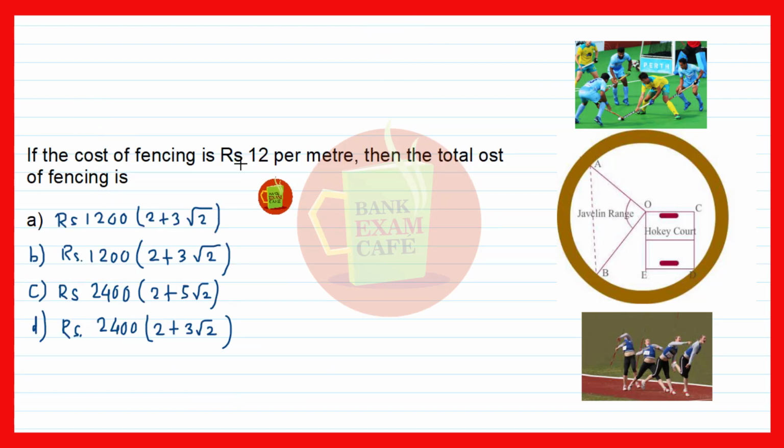If the cost of fencing is rupees 12 per meter, then what is the total cost of fencing? Simple question. We know the total perimeter of the javelin range and the hockey court boundary that we have calculated. The total length we have already calculated in the previous question, and we have to find the cost of fencing at rupees 12 per meter. I hope you can calculate this and give me the answer through the comment box. So solve this, friends, and write your answers in the comment box.